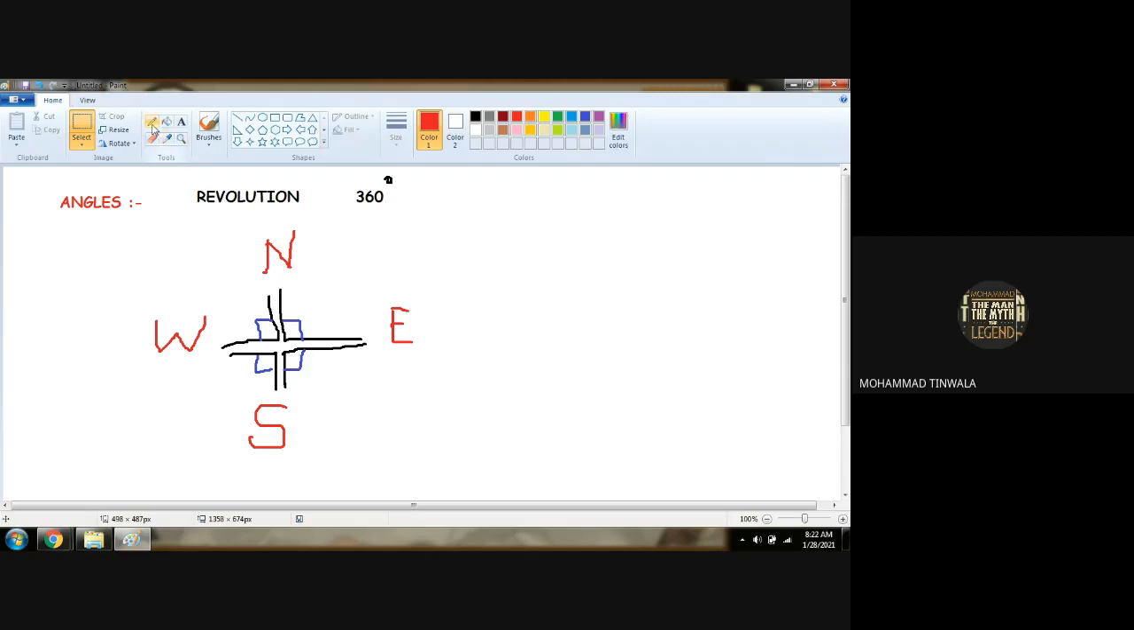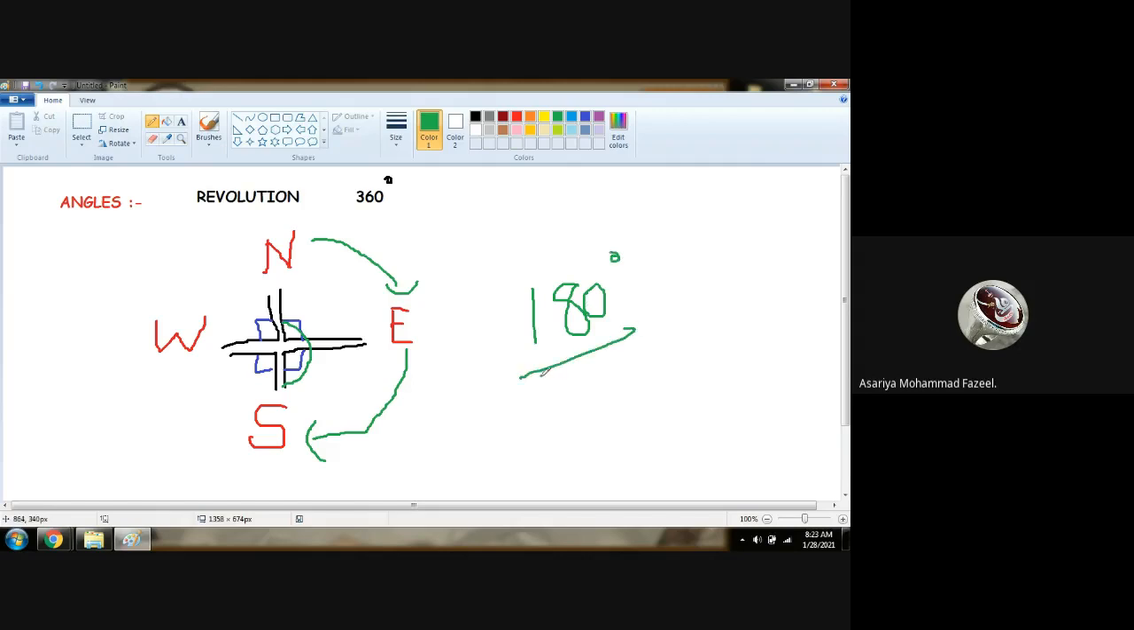Now if I say that Muhammad Fazil will go from north to south, can I say that he will move from north to east first and then cover east to south? So if you calculate from north to south, are you covering a 180 degree angle? Yes, sir. That is our part to understand. Anybody has any doubt with this? No, sir, no doubt.